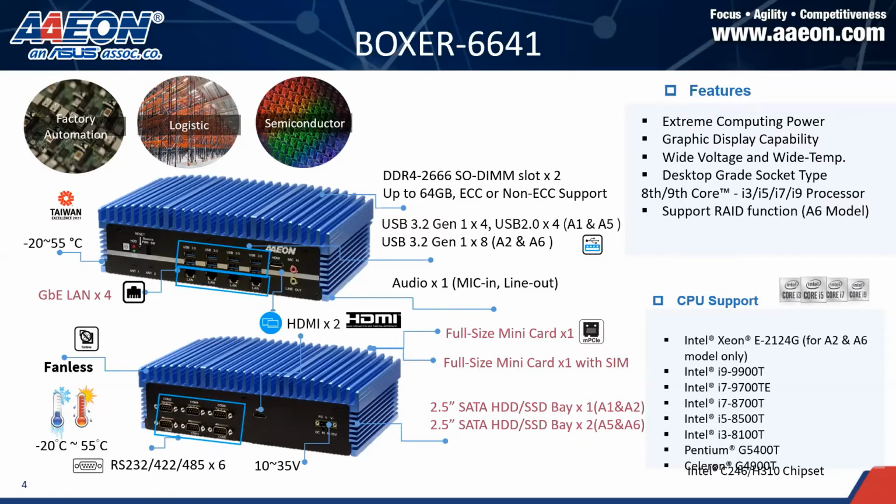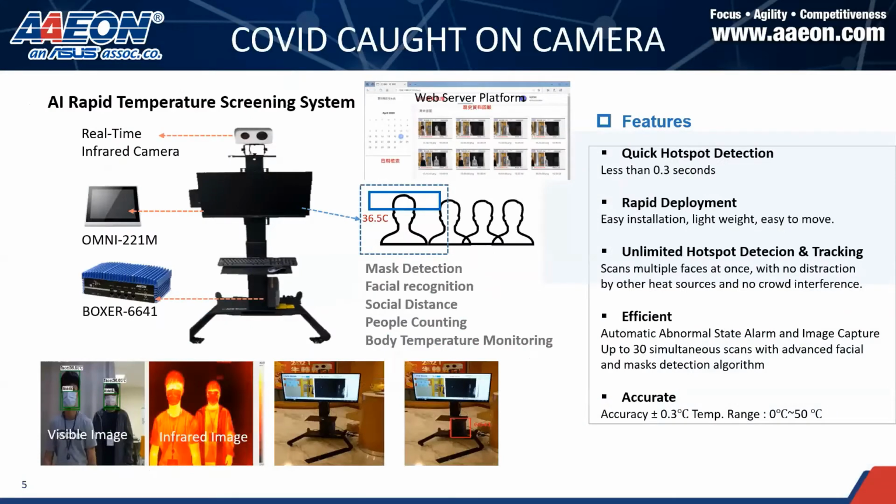So the first one I would like to introduce is how we use the 6641s during this pandemic. When it comes to pandemic, people may think of, okay, I need to use NVIDIA-based products. Intel-based is actually the thing you can also use as well. So one of our customers uses the Boxer 6641 for AI rapid temperature screening systems. What they do is they use our 6641s and connect to the monitor, also an infrared camera, to detect the human body temperature.